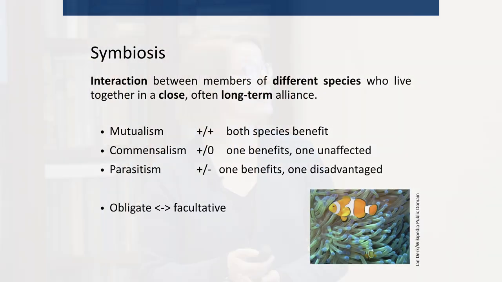So, symbiosis, what is it? It's an interaction between members of different species, and the interaction needs to be quite close and kind of long term. When most people think about symbiosis, they often think of actually only one type, mutualism, where everybody that participates benefits. But actually, under symbiosis, you can also classify different kinds of interactions. Only one participant needs to benefit, and the other ones can even suffer. So even parasitism is a kind of symbiotic relationship.